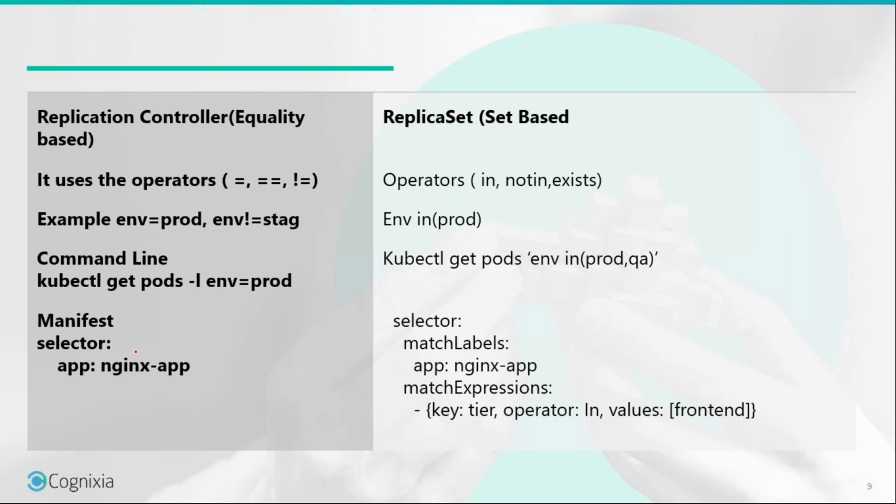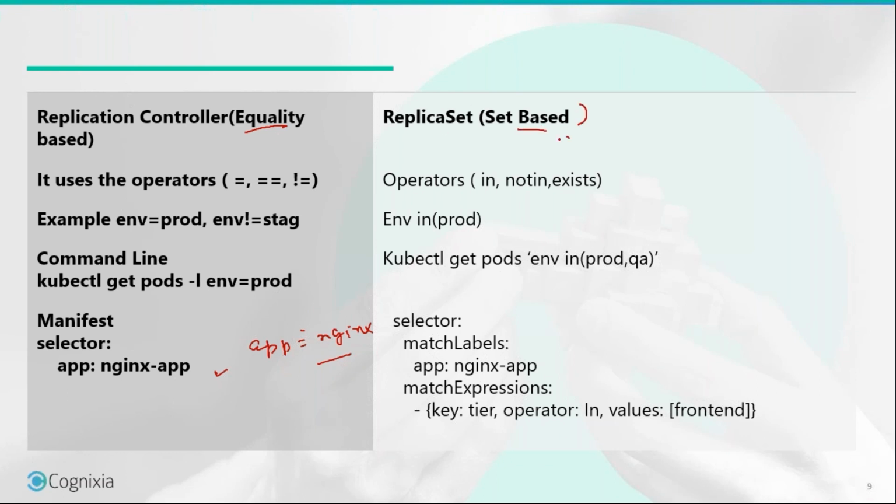When you are using a selector in your replication controller definition, you are using the equal to symbol. This is an example of the selector. Here I am writing selector, and I'm saying app equals nginx app, so selection is app equals nginx app. If you want to search your pods or your replication controller, you can use the equal to. That is why it is called equality based.